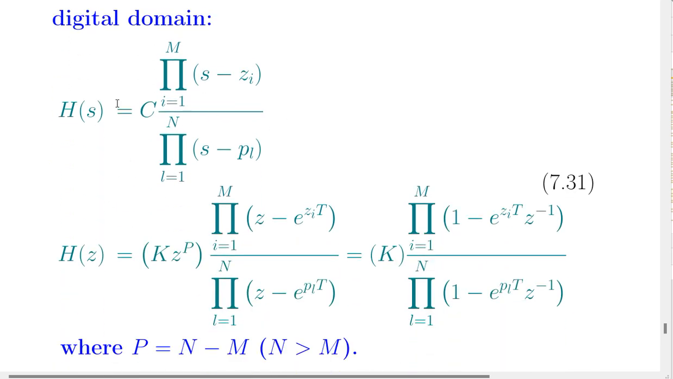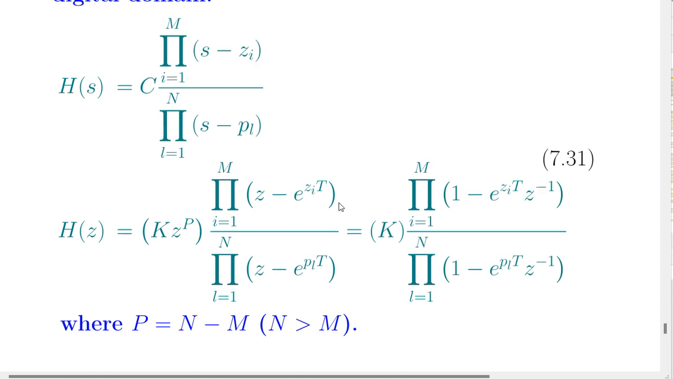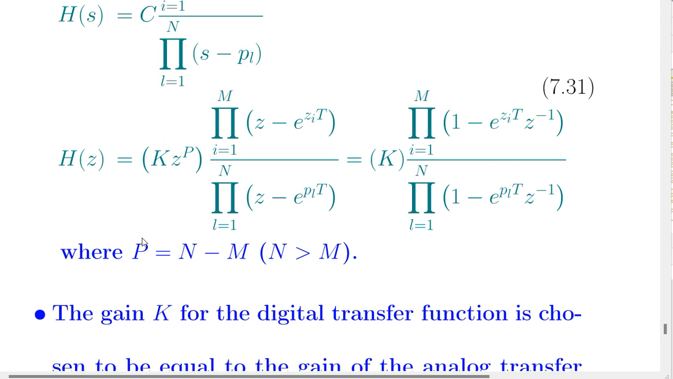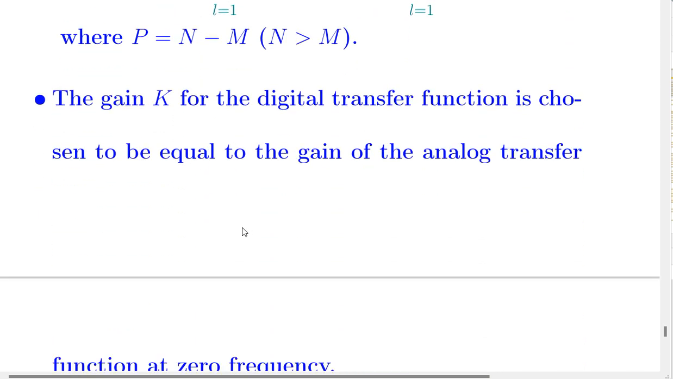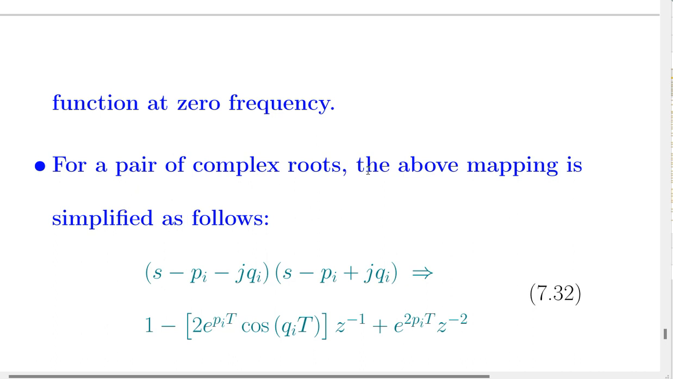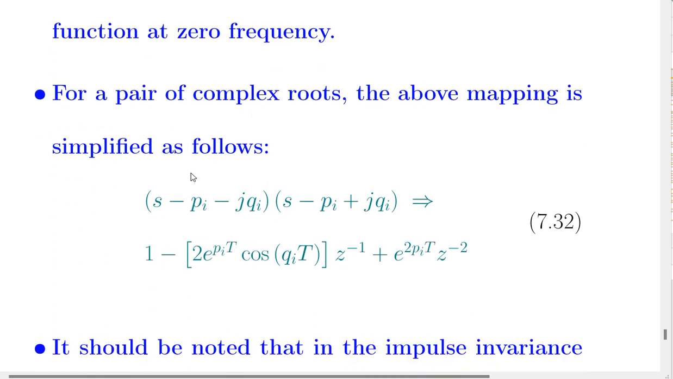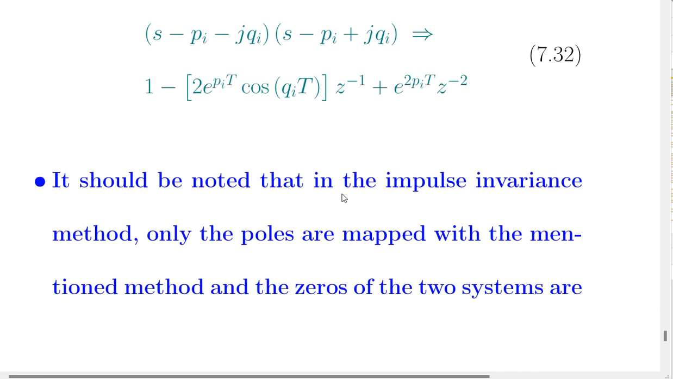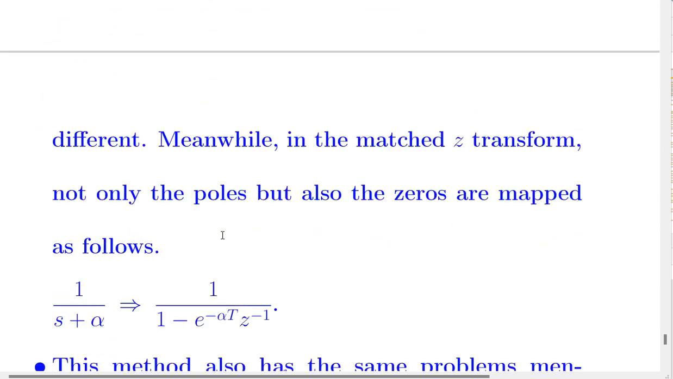Here you see the main equation. I don't want to read it out because this method is useless. Just having a simple primary idea about what the definition is. Okay? Now, for a pair of complex roots, the above mapping is simplified as what you see here. And it should be noted that in the impulse invariance method, only the poles are mapped with the mentioned method, and the zeros of the two systems are different.